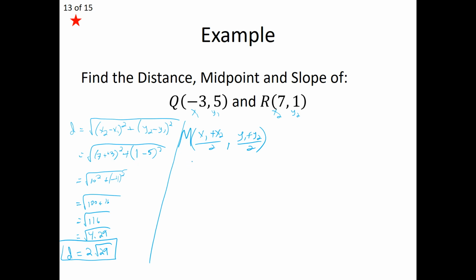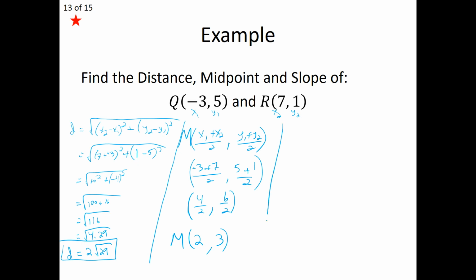So let's again plug in our values. For our point M, our value for x sub 1 is -3, plus x sub 2 is 7, over 2. And then we have our y sub 1, which is 5, plus y sub 2, which is 1, over 2. And then we simplify. -3 plus 7 is 4, and we have 4 over 2. And then 5 plus 1 is 6, 6 over 2. And then we simplify that, and we get our midpoint is 2, 3. So that is the halfway point between these 2 points, the 2 endpoints of our segment QR. So M would then be the midpoint.